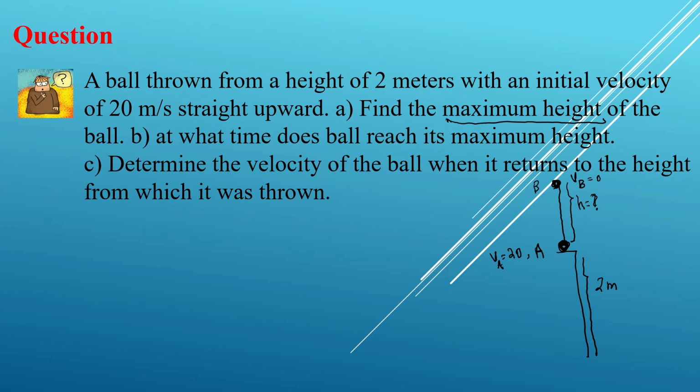So this is another value you have. It's like a hidden value in the problem. So I'm gonna point it out here. So VB is gonna be 0 at this point. Now let's solve the first part.